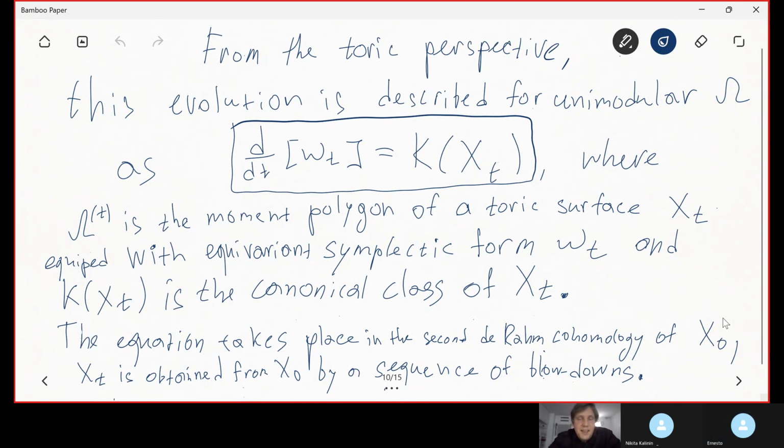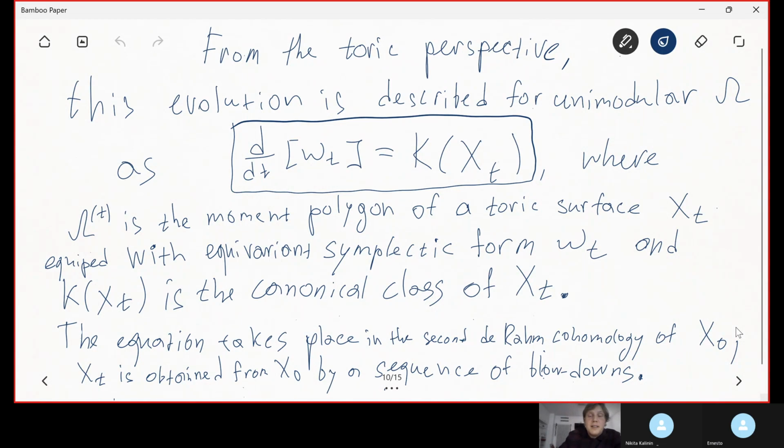So it happens in the Dolbeault cohomology, and for example, you can stay in the same variety, and you can relate the cohomologies of different varieties by the pullback of the blowdown. This has perfectly good meaning. This is a differential equation in the moduli space of toric varieties. So this is a path in our moduli space of toric varieties.